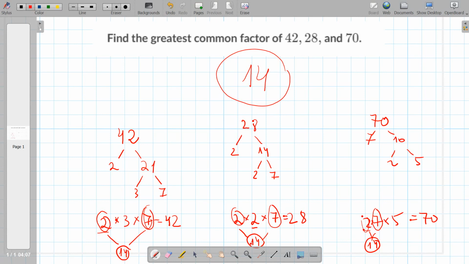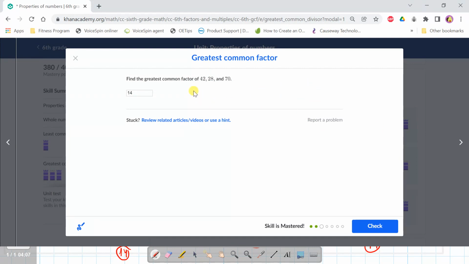Let's see, 14 times 3 is 42. 14 times 2 is 28. And 14 times 5 is 70. So it's definitely present in each of these numbers.